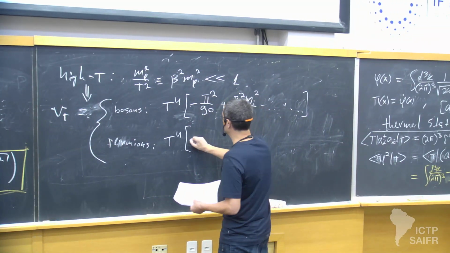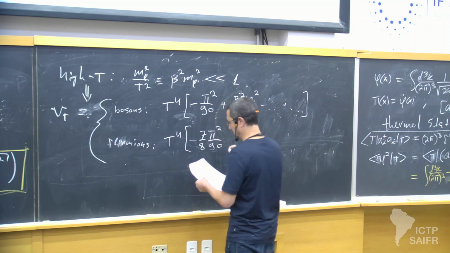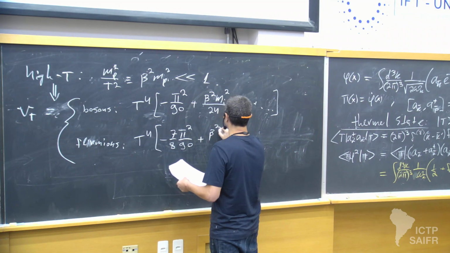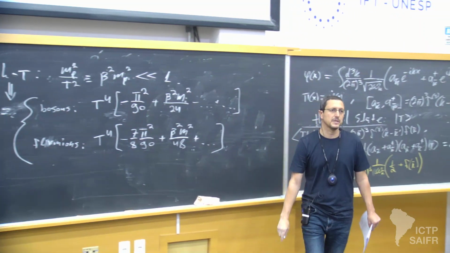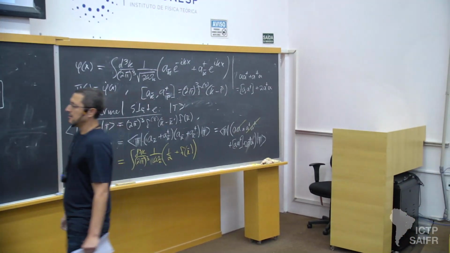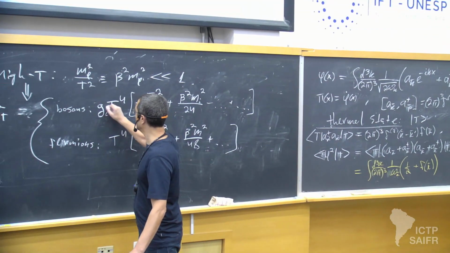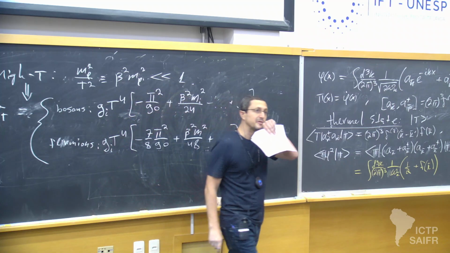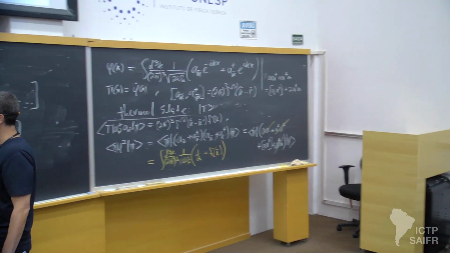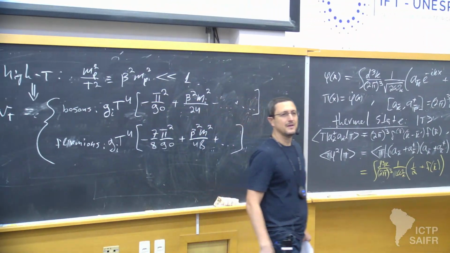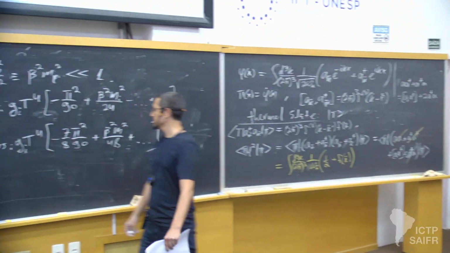For fermions, very similar. Plus stuff, higher orders in beta m. What is happening here? This is for 1 degree of freedom. Let's write here g_i, the numbers of degrees of freedom. For our phi fluctuations, there is 1 degree of freedom. For the top quark, there are 12 degrees of freedom: 4 spin and 3 color. Fair enough, you just add the degrees of freedom in front.